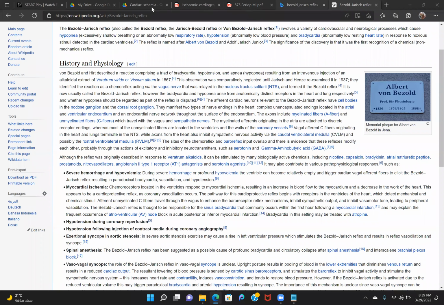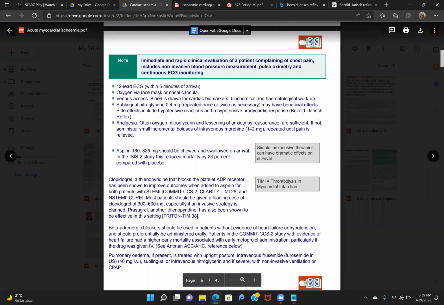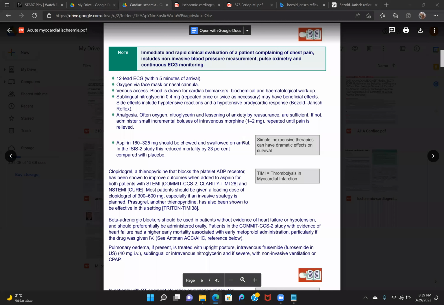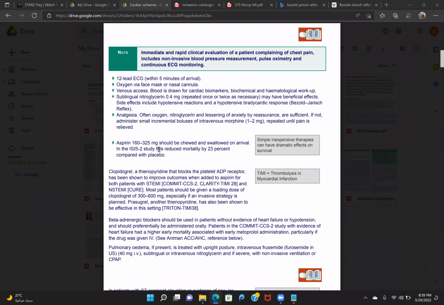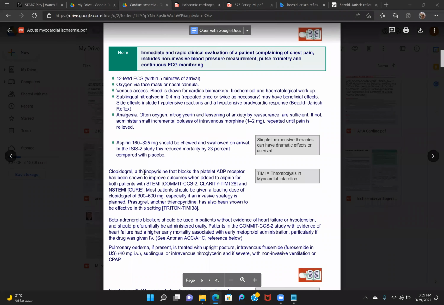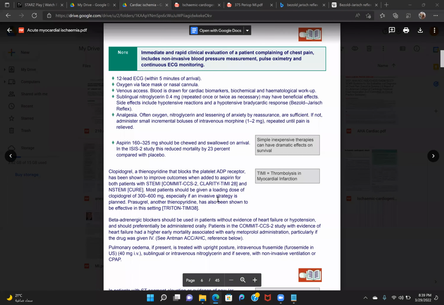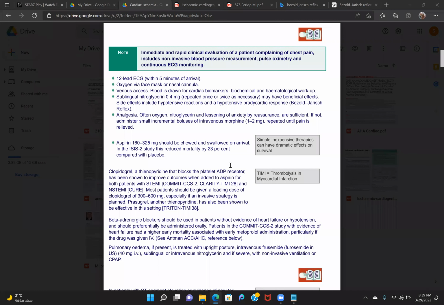Okay, just a second, please. So we can give aspirin. If the patient is sedated, you can give aspirin via the NG tube. And we will be giving clopidogrel. What is the mechanism of action of clopidogrel? It acts on platelet ADP receptors and inhibits platelet adhesiveness and clumping. It stops platelet plug formation.